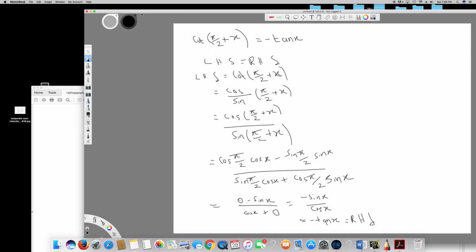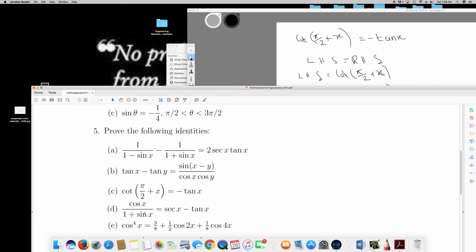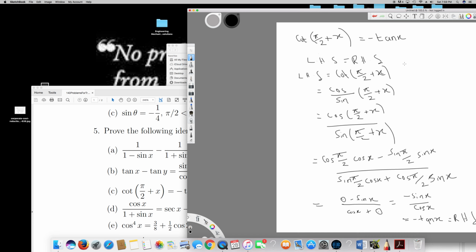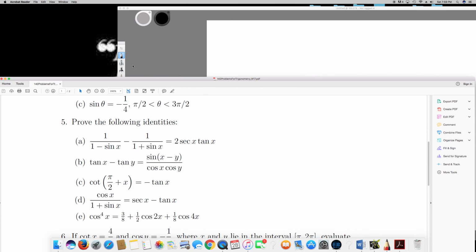So that's easy. And the next question is stating that cos x over 1 plus sin x, we have to prove that it is equal to sec x minus tan x. So I'm going to do that question. I'm going to take a new sheet for that question. I'm going to write the question on the top.